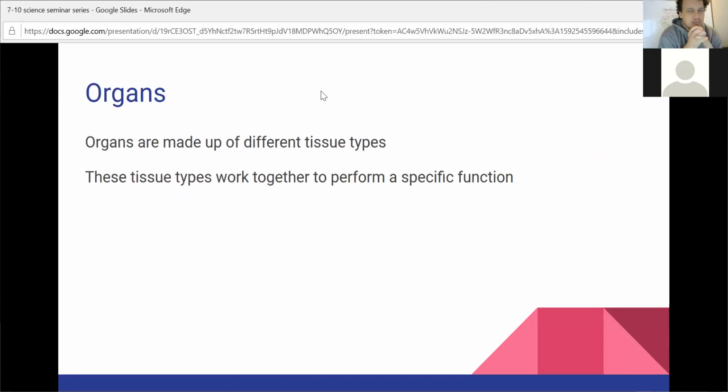So an organ is made up of different tissue types. These tissue types work together to perform a specific function. The heart, all of the components of the heart, the different cell types making up the tissues, making up the organs, all to make the heart pump blood around the body.